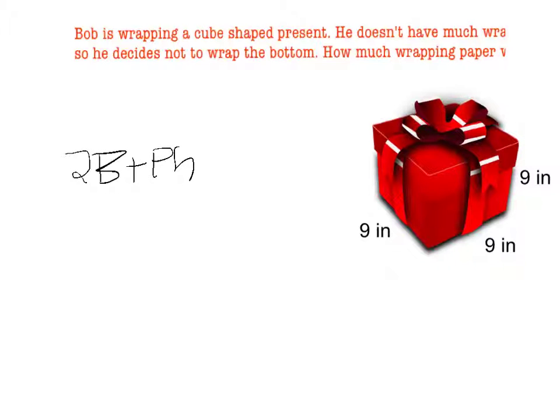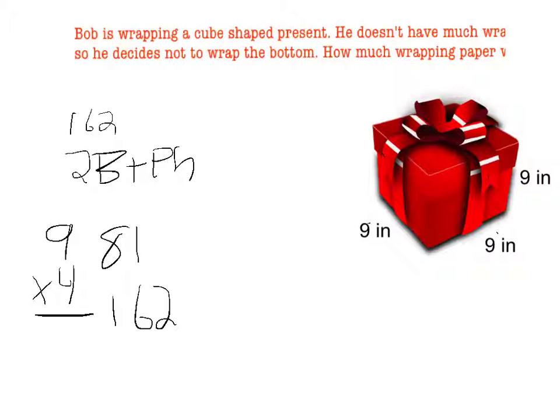To find the base, we need to multiply 9 times 9, which would get 81 for our area of the base. Now we have to do 81 times 2. We will get 162 for the first part of the answer. Now we have to find the perimeter, which would technically be 9 plus 9 plus 9 plus 9. The easier way to do that would be 9 times 4. So let's use 9 times 4 to find our perimeter.